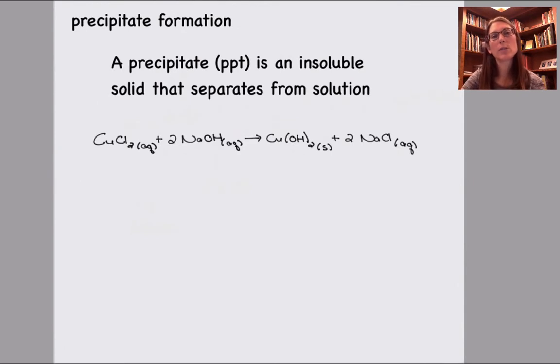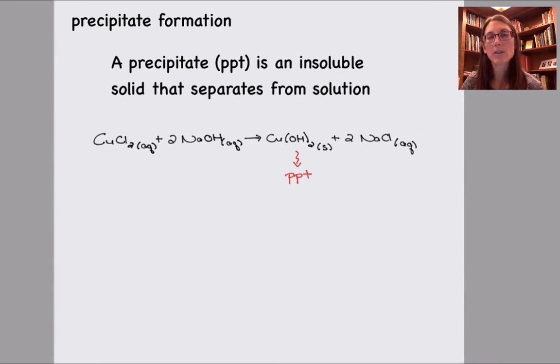We can use that solubility chart to help us predict if I mix two chemicals together, am I going to see a precipitate form? So a precipitate is just an insoluble solid that separates from solution. And in the reaction I've written here, I took two aqueous solutions. So copper chloride and sodium hydroxide are both soluble in water, so you can make an aqueous solution out of them. But when you mix them, you get a solid forming, and that is your copper hydroxide, so this is your precipitate. You'll also form some sodium chloride.